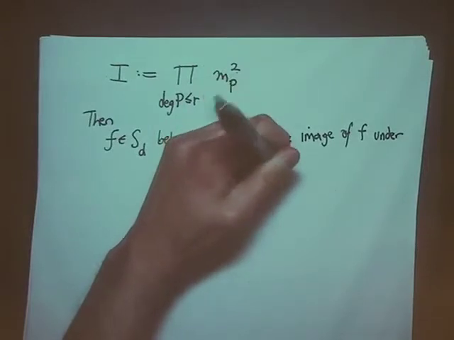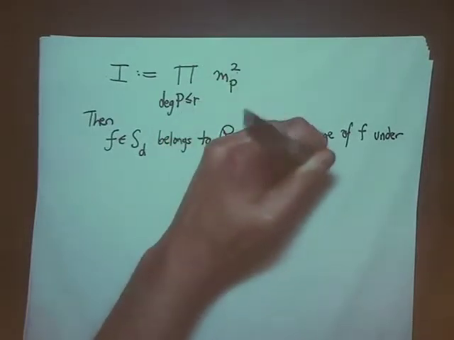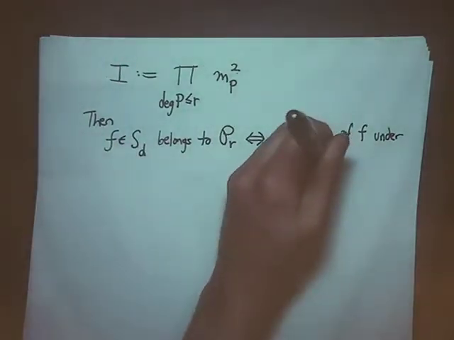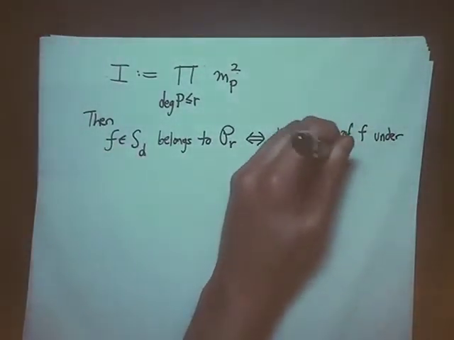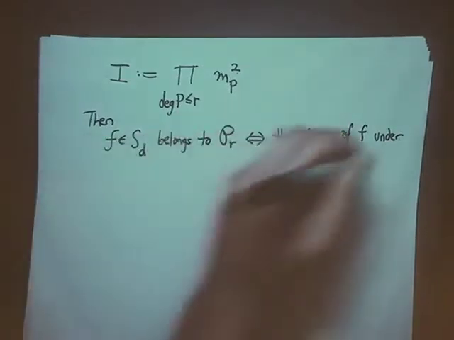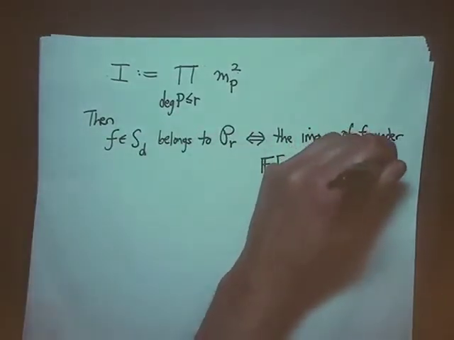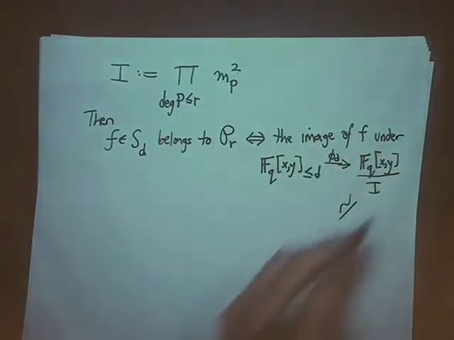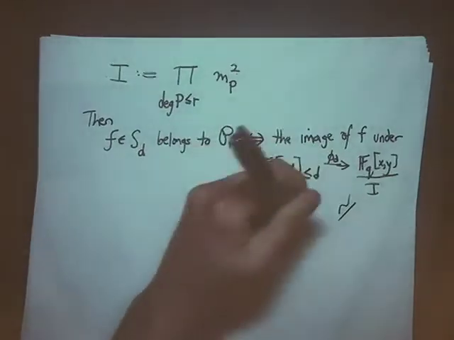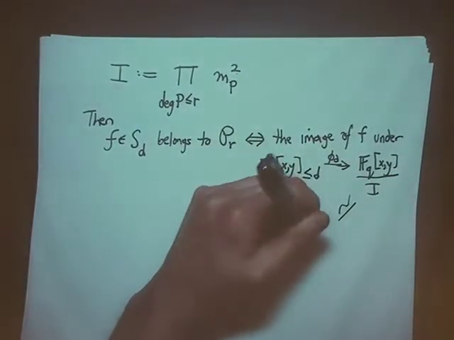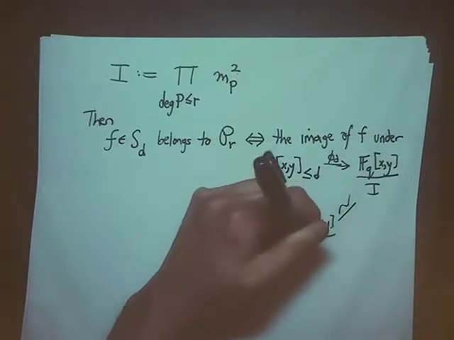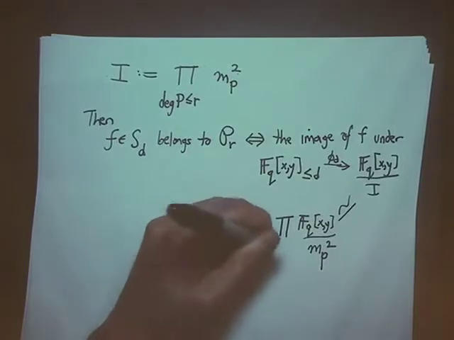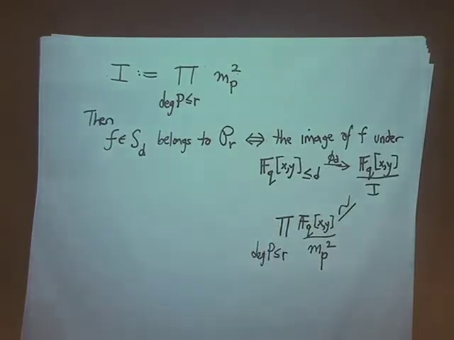So we're going to look at the polynomials of degree up to D, which is where F essentially lives after the dehomogenization. And we're going to map it by reducing into the polynomial ring modulo this ideal I. And what's that isomorphic to? Well, you can use the Chinese remainder theorem. That's going to be just the product of F_q[x,y] modulo the square of M_P, over these closed points.